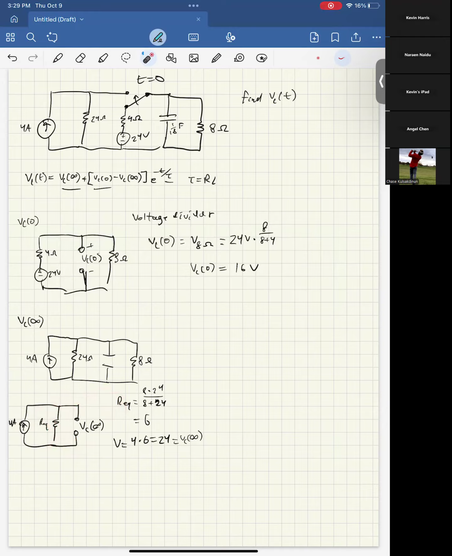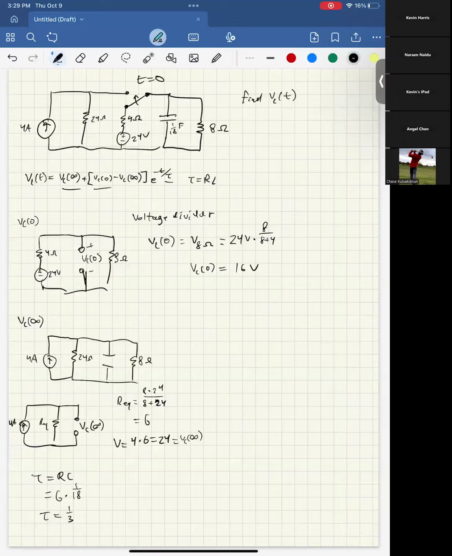Hopefully that's pretty straightforward. So I'm just going to say tau is equal to R times C, where R is going to be 6 and C is 1/18th as it was given in the problem. So you end up getting that tau equals 1/3.